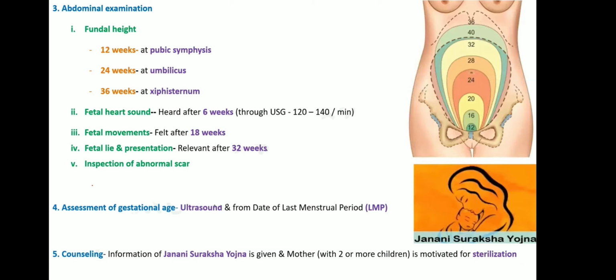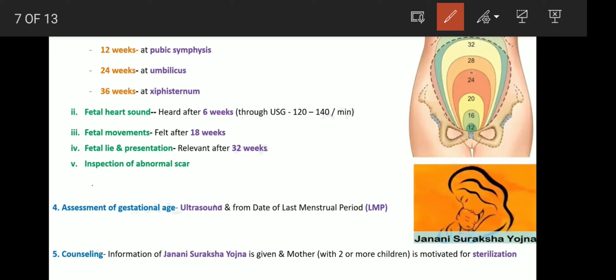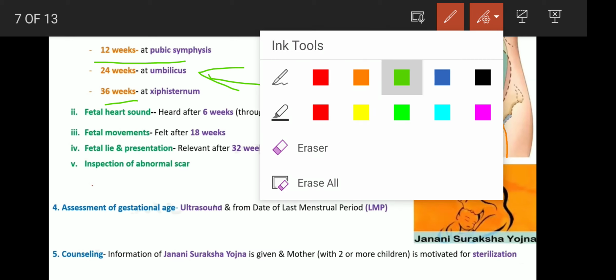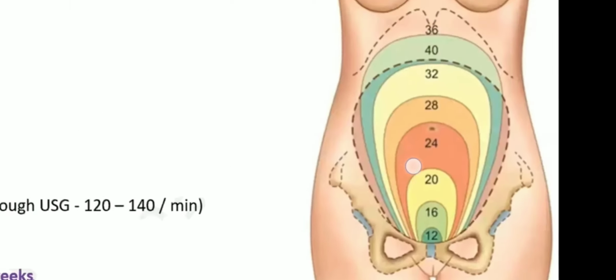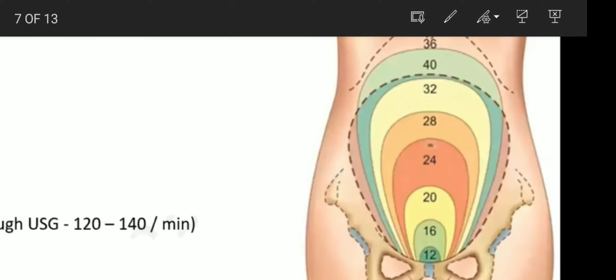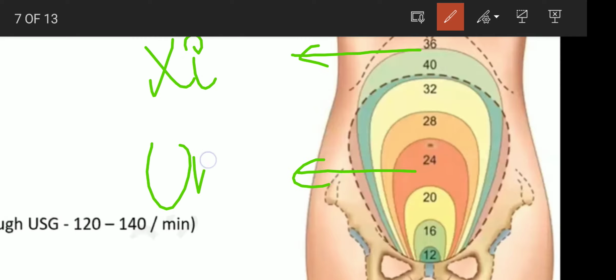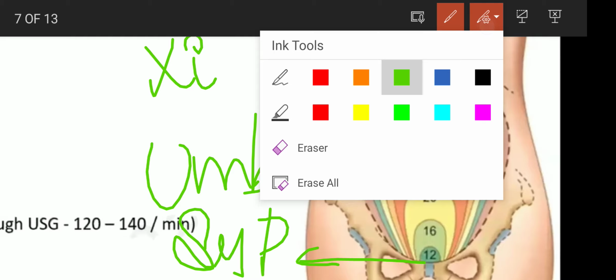At 12 weeks, the fundal height will be at the pubic symphysis. In 24 weeks it will be at the umbilicus. In 36 weeks it will be at the xiphisternum. Again guys, let us revise it: 36 weeks xiphisternum, 24 at umbilicus, and 12 weeks it is symphysis pubis.